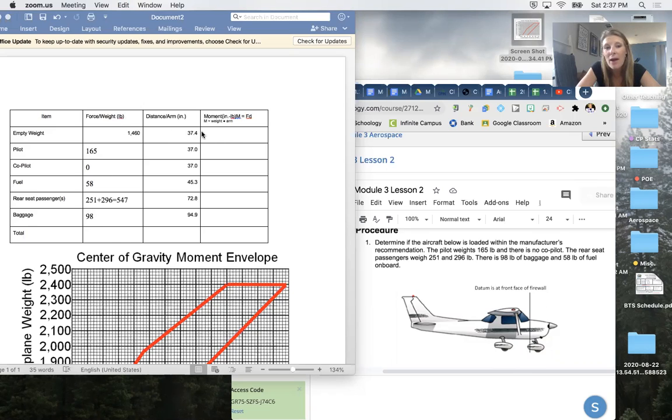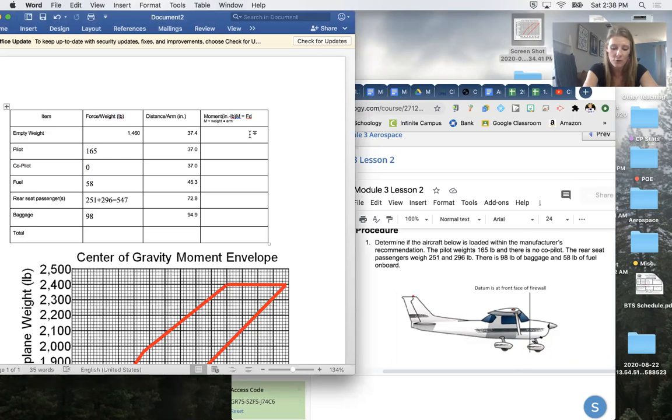I want to show you how I get each of these. To figure out the total moment, I have to actually do the calculation. So I take my 1460 and I multiply by the 37.4 inches away that it is from the center of gravity to get 54,604. I do that for the rest of these as well. So I'm going to take 165 pounds, that's our pilot, and multiply times the distance that he or she is away from that center. I'm going to keep doing that for each one.